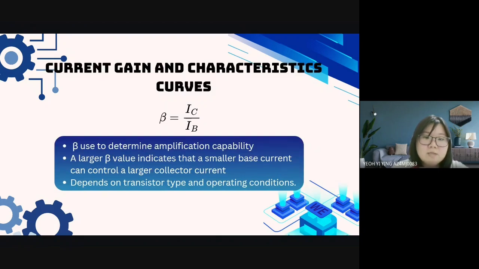And the current gain, which is also known as beta, is the ratio of collector current to base current. Beta is used to determine amplification capability. A larger beta value indicates that a smaller base current can control a larger collector current, and beta depends on transistor type and operating conditions.